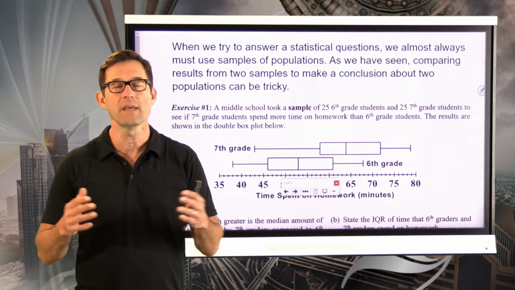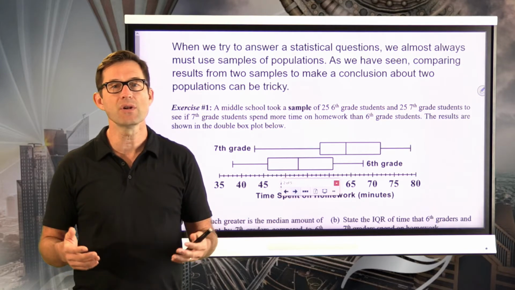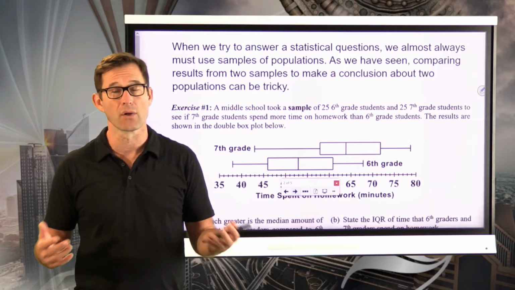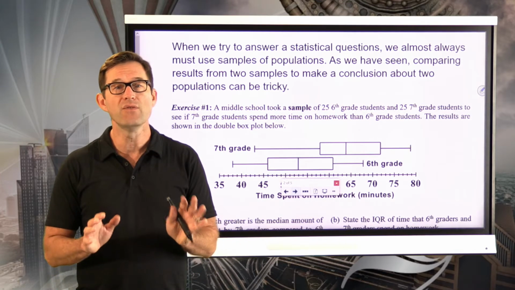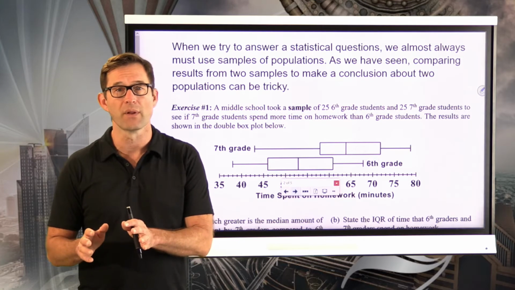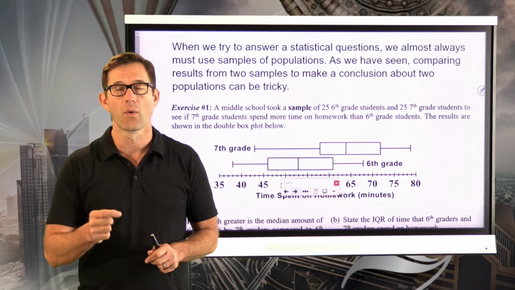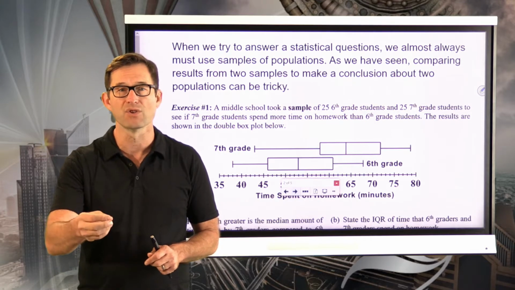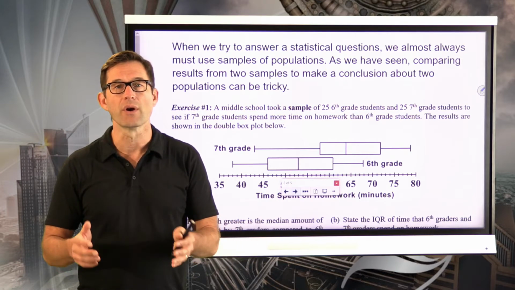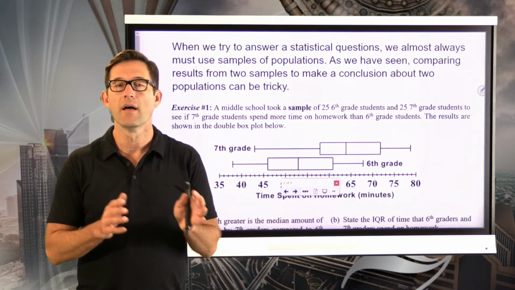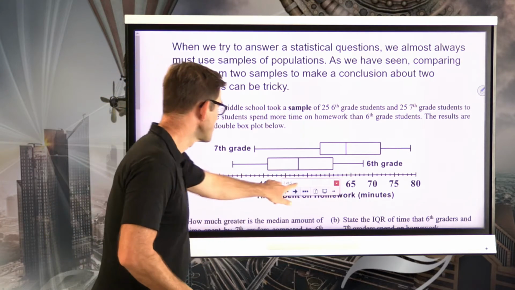As we've seen, comparing results from two samples to make a conclusion about populations can be kind of tricky. When we do make conclusions about two populations based on two samples, it means that we are inferring, or saying something about a population based on incomplete data. By default, samples are incomplete data compared to populations. So let's see how that plays out in our first exercise.